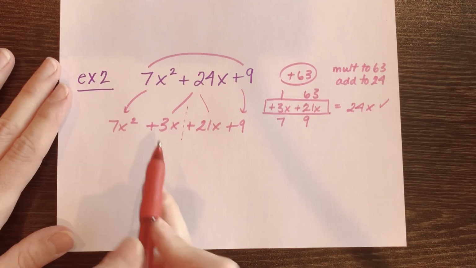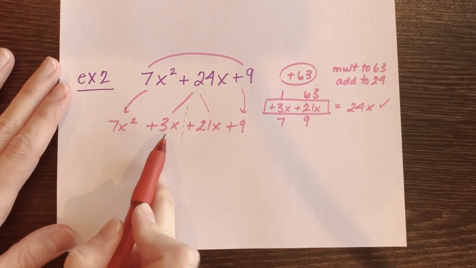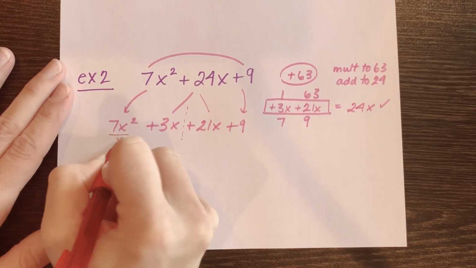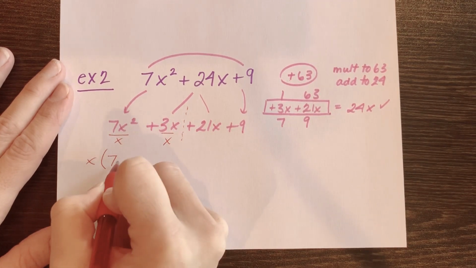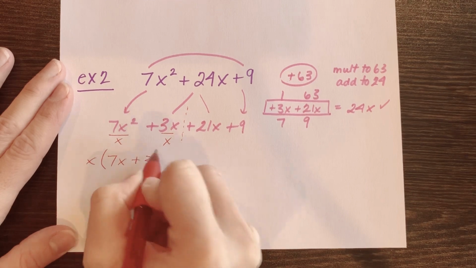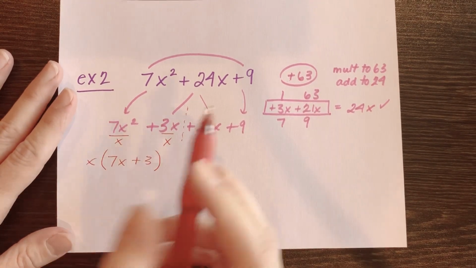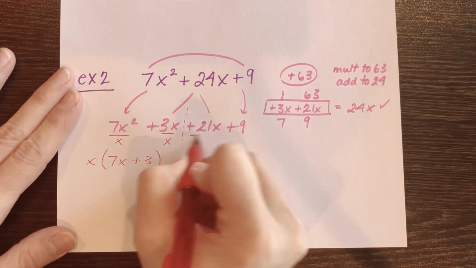Slice it down the middle. What do my first 2 terms have in common? Just an x. And look at me showing my GCF work, right? I'm left with 7x plus 3. My second 2 terms, what do they have in common?